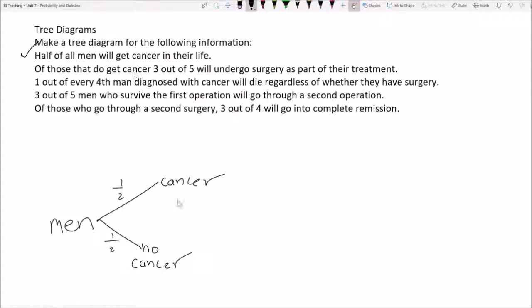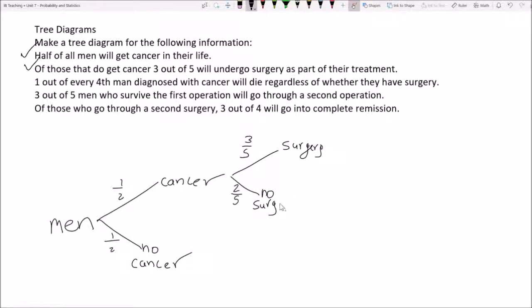Of those that do get cancer, 3 out of 5 will undergo surgery. So that's 3 out of 5 will undergo surgery, which means that 2 out of 5 will have no surgery. Check. 1 out of every 4th man diagnosed with cancer will die regardless of whether they have surgery.